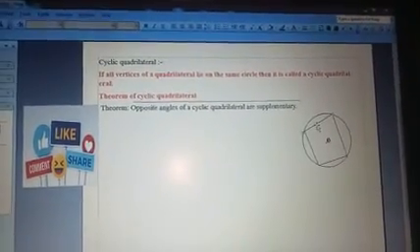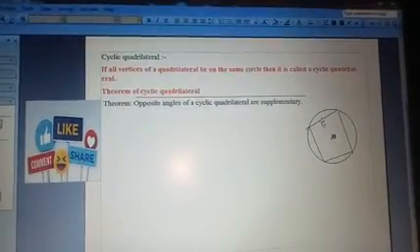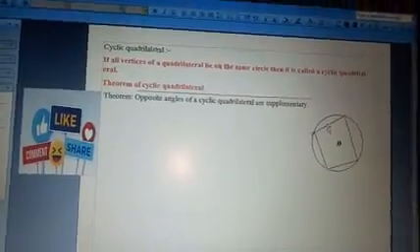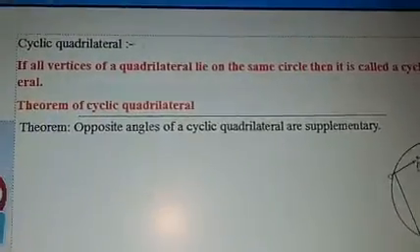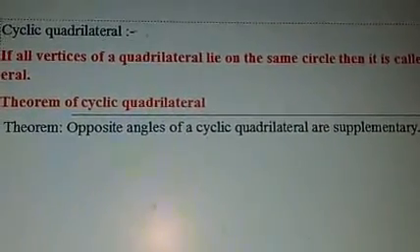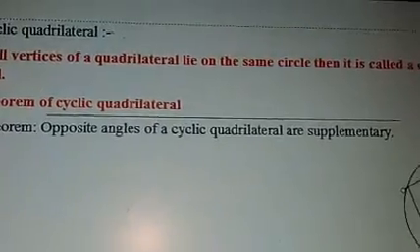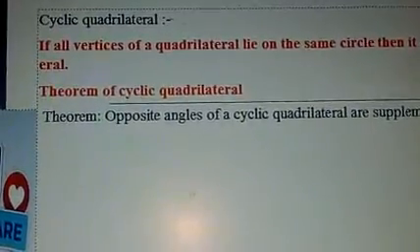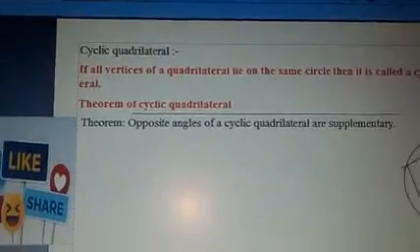Let's start. Today's theorem is the cyclic quadrilateral. First of all, we will learn the definition of a cyclic quadrilateral. A cyclic quadrilateral means that if all vertices of a quadrilateral lie on the same circle, then it is called a cyclic quadrilateral. After that, its theorem.